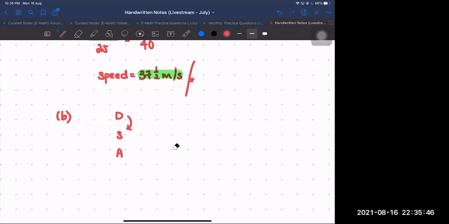If you're given a distance time graph and you want to find the speed, you're looking for the gradient. If you're given a speed time graph, you want to find the acceleration, look for the gradient. If you're given an acceleration time graph, you want to find the speed, look for the area. If you're given a speed time graph and want to find distance, find area.